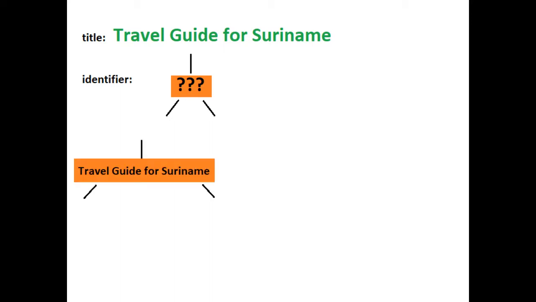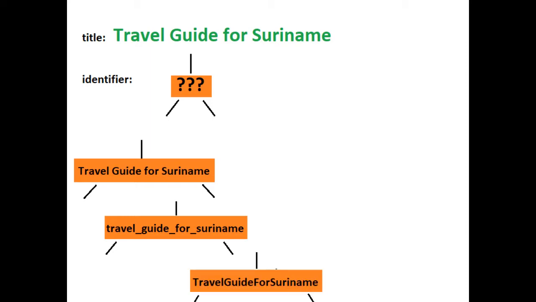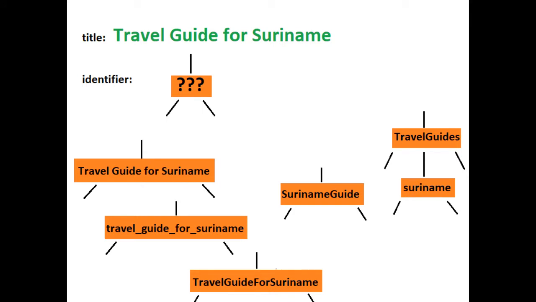And since modern file systems usually allow spaces and other strange characters, I could name the folder Travel Guide for Suriname as well. But these kinds of many-word names are awkward to use, and programmers often merge them into one word, for example with underscores as connectors, or by so-called camel casing. Or I go for a more concise identifier and deviate from the title towards Suriname Guide, or just Suriname in case I already use a superfolder Travel Guides for all these kinds of projects.